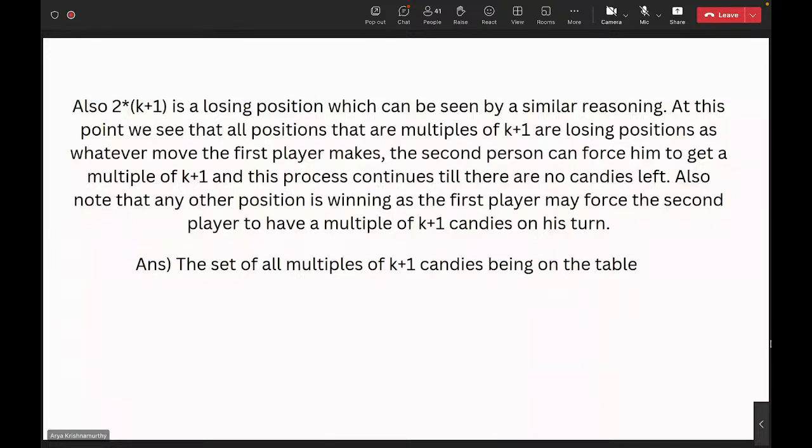And yeah, so the answer to the problem is the set of all multiples of k plus 1 candies being on the table. In the problem I gave in the poll, k was 3, so all multiples of 4 are losing positions, and the winning positions will be anything that is not a multiple of 4, right? So that's 21 and 25. This is one class of problems that you can try to come up with solutions for.